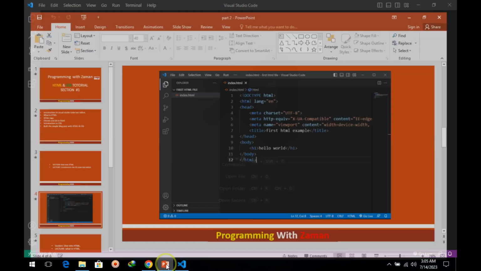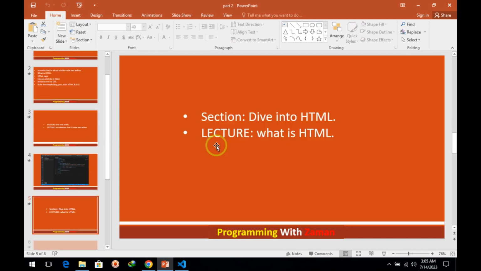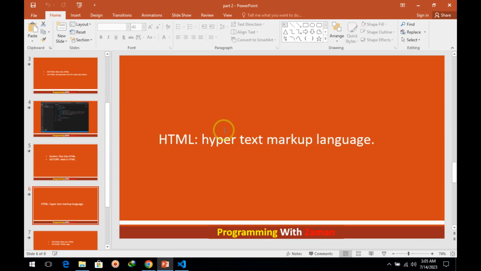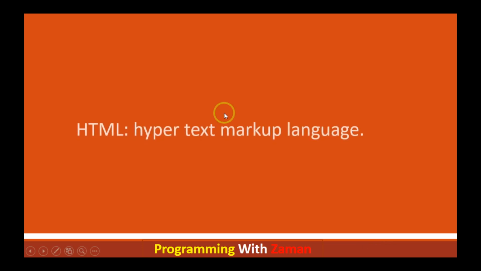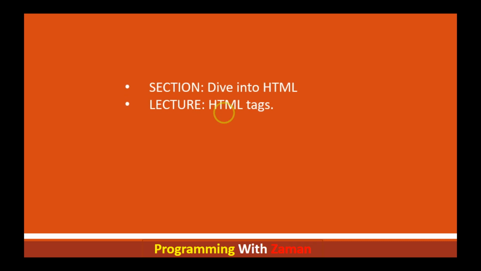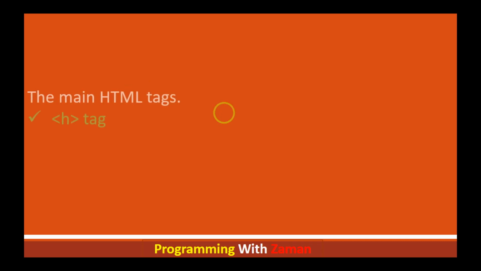So what do we have next? What is HTML? HTML, hypertext markup language. It means HTML is not a programming language. HTML is a hypertext markup language that we will work with. Okay. So next, we'll see the HTML tags.